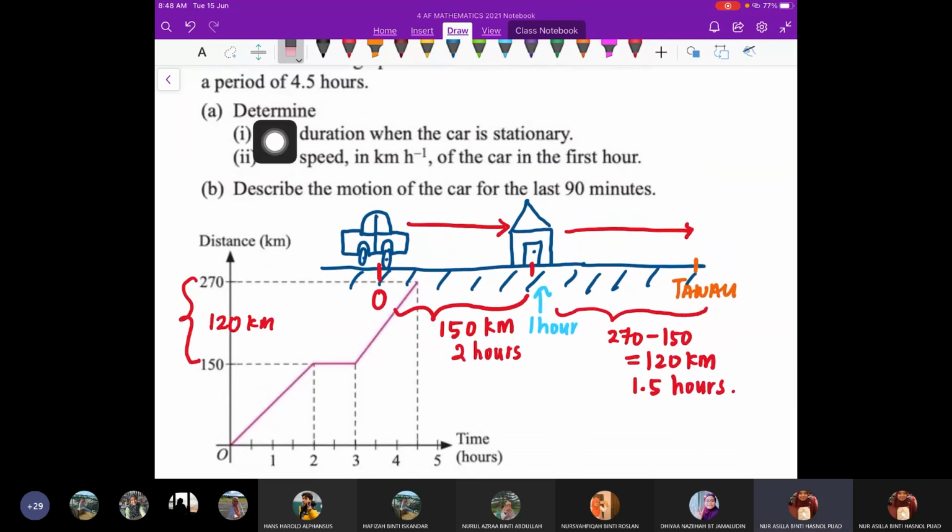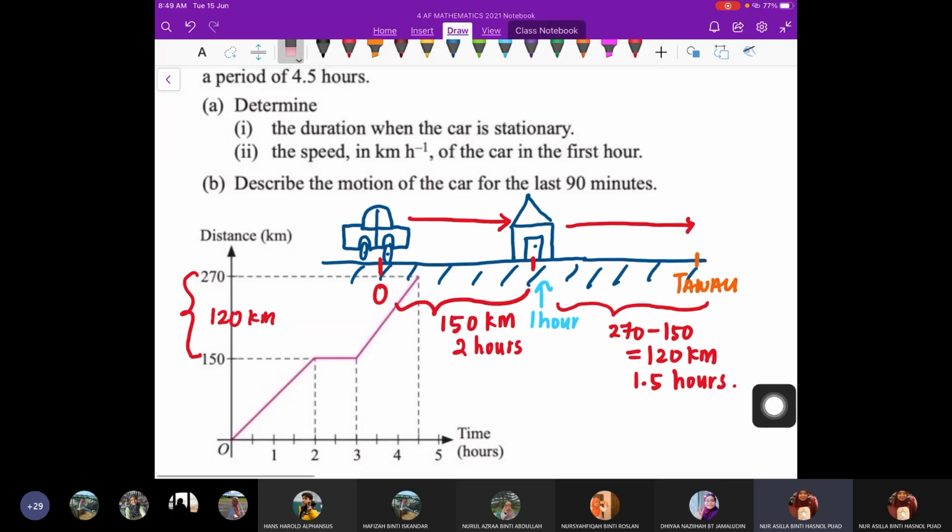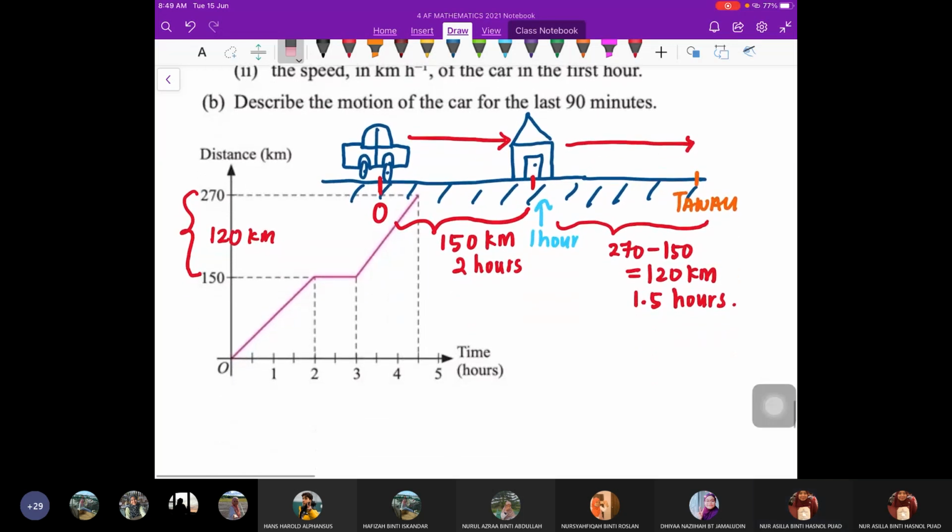The first, determine the duration. So duration mestilah masa when the car is stationary, tidak bergerak. Jadi senang tengok je kat sini. Bila masa tidak bergerak, so the duration masa bila dia tidak bergerak adalah 3 minus 2 which is 1 hour. Okay, itu sahaja. Very simple.